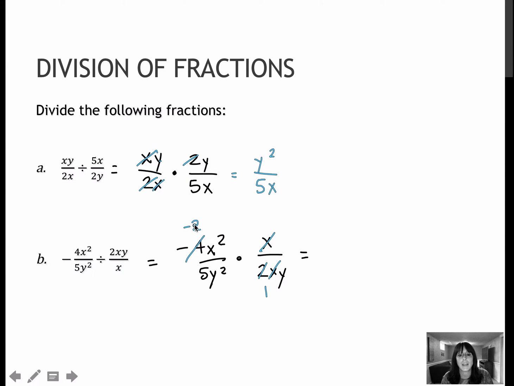So on the top I have negative 2 and I have x squared, which is negative 2x squared. And for my denominator I have 5y squared times 1 and times y. So I actually have 3 y's. So 5y to the third would be my answer.